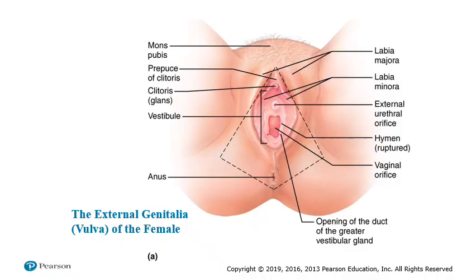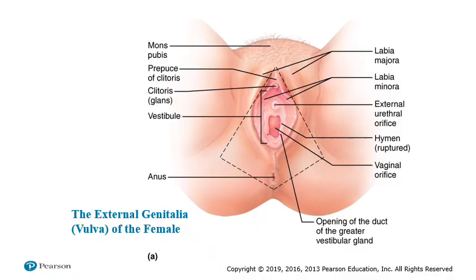The mucosa near the vaginal orifice forms an incomplete partition right in this section here, which we call the hymen, and it ruptures most especially during the female's first intercourse. The upper end of the vagina, which is the vaginal fornix, is the part that surrounds the cervix.